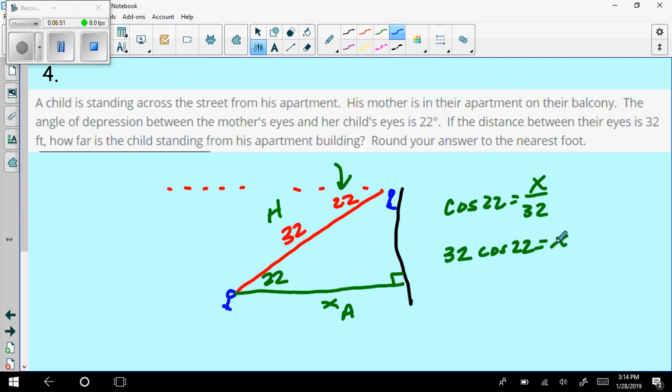If we take 32 times the cosine of 22, that'll give us an answer, 29 point something. It's actually going to round to 30 feet. We round to the nearest whole foot.